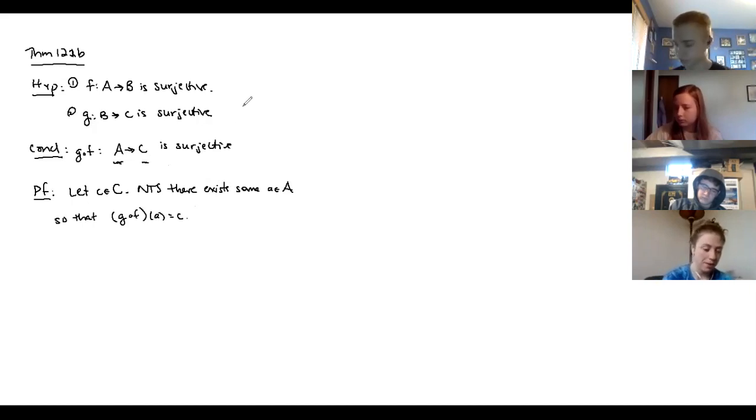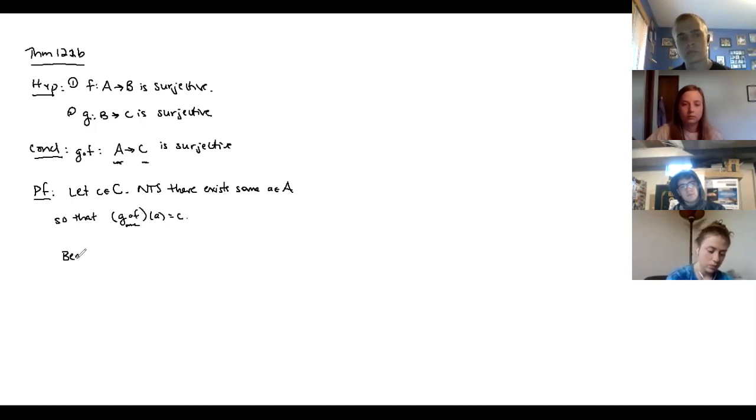So if I start with something in the codomain, I have to show that it has a preimage in the domain, and preimage in this one is going to be preimage of G circle F. That's the function that I'm trying to show is surjective, so preimage of G circle F. Okay, let's write down what we know.